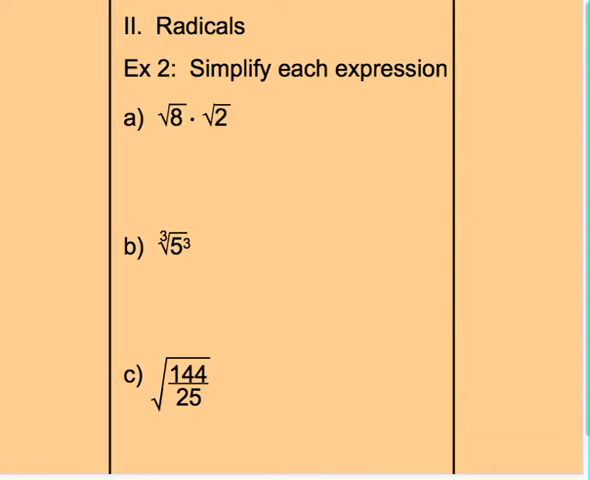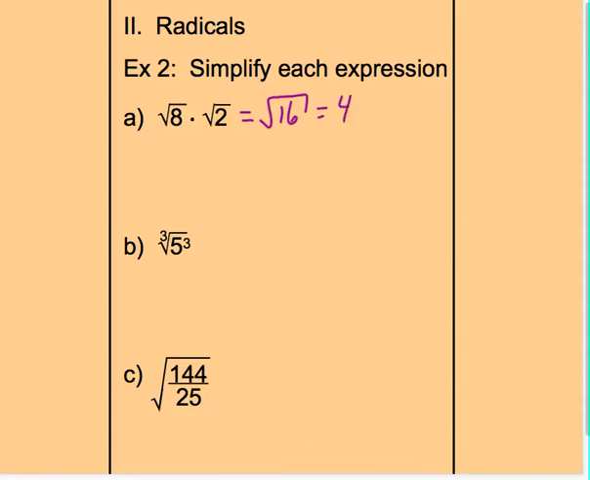In this video, we're going to be taking a look at a few properties of radicals. So when you're multiplying radicals, you multiply the numbers together under one radical. 8 times 2 gives us 16, and then simplify. Square root of 16 is 4.